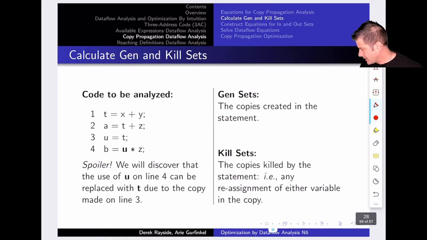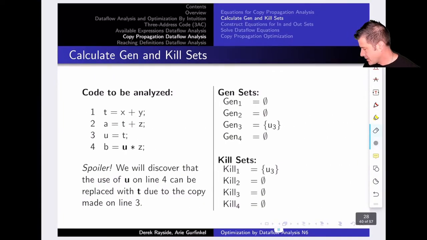Okay, so again, this is our code. This is the second step. What we'd like to find out in here is that this creates a copy, right? And then once we know that this is a copy, we will be able to figure out here that a copy u can be replaced by t.